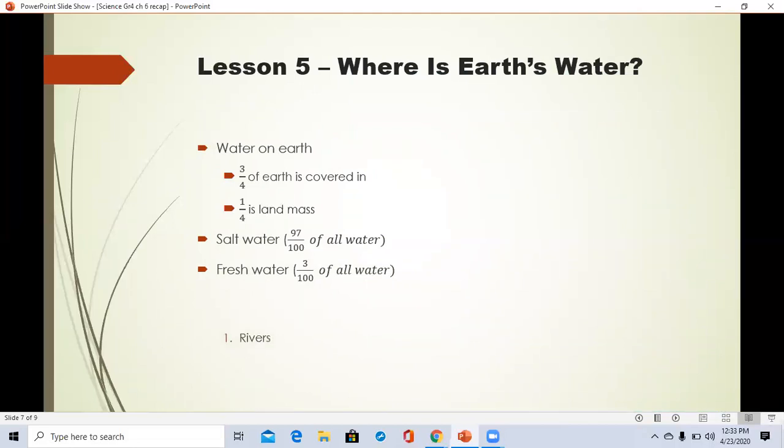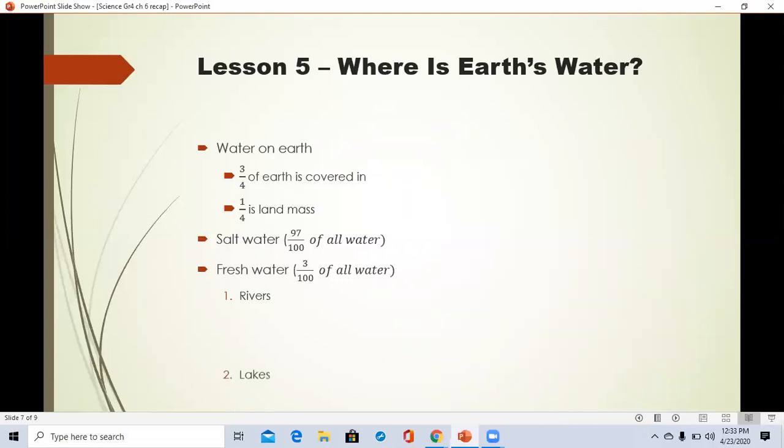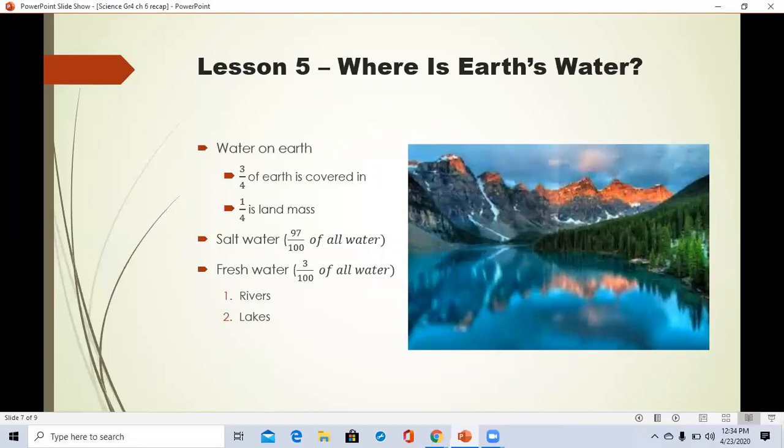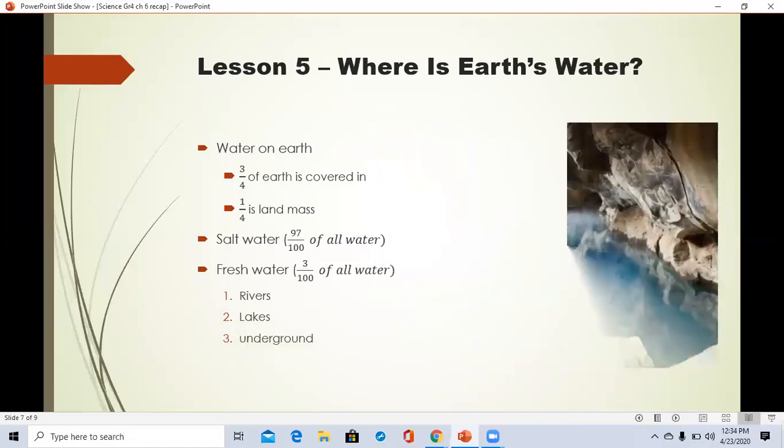This fresh water can be found in rivers, lakes, and underground.